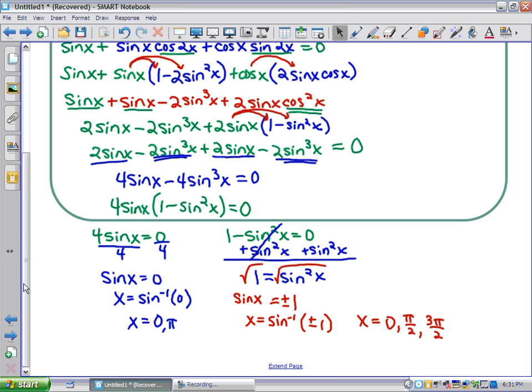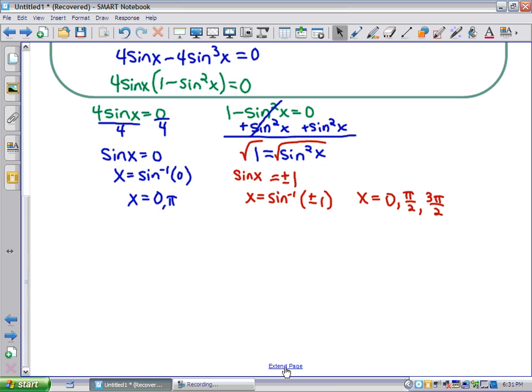and this includes all of our angles. I started to put them all together. Our solutions all together here are 0, pi over 2, pi, and 3 pi over 2. So 0, pi over 2, pi, and 3 pi over 2 are our solutions here.